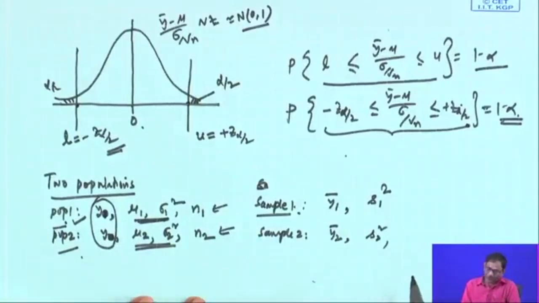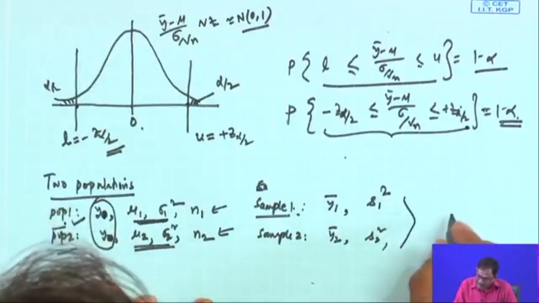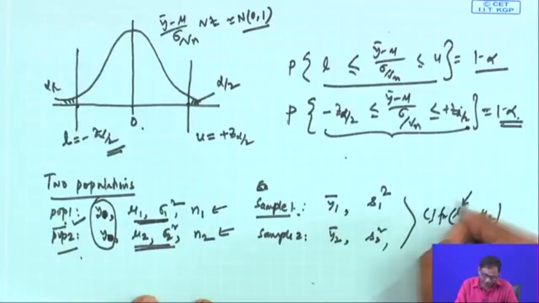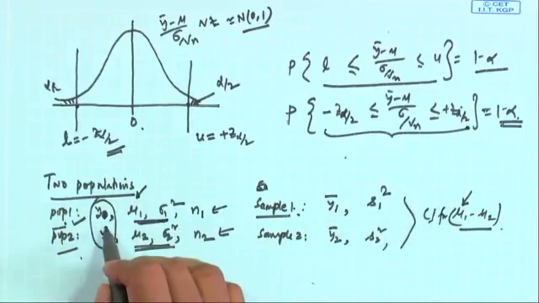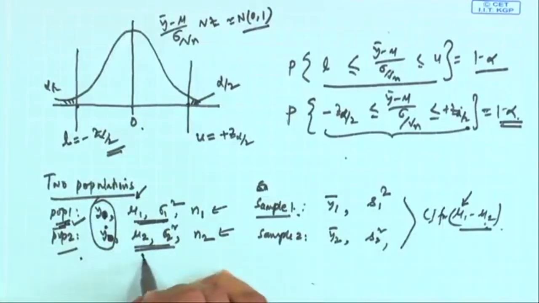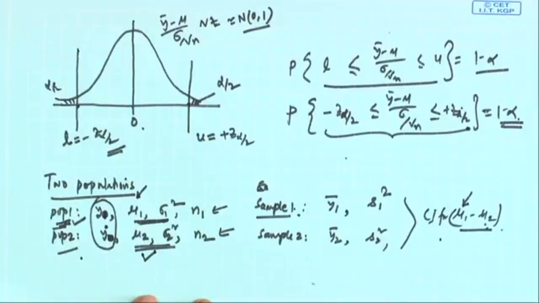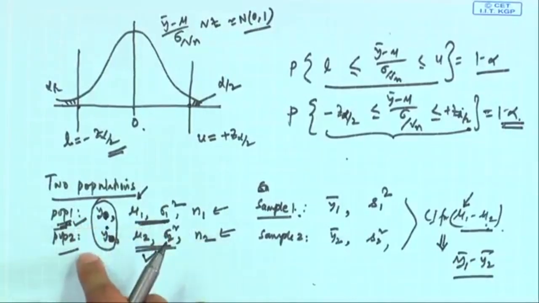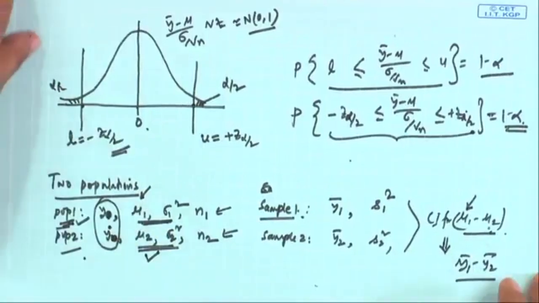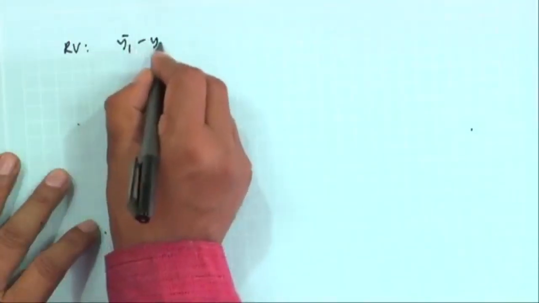Fine. So, what is our objective here? We want to find the confidence interval, CI, for mu 1 minus mu 2. Mu 1 is the population mean for the variable of interest y from population 1, and mu 2 is for population 2. What then is the sample equivalent? Definitely y 1 bar minus y 2 bar. You collect a sample from the first population and another from the second population, and compute this. You repeat this process and get several such y 1 bar minus y 2 bar values. So, y 1 bar minus y 2 bar is the random variable of interest.